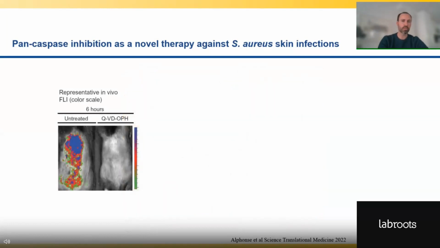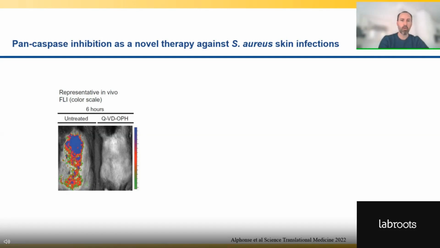To understand this, we used an ASC citrine reporter mouse. ASC is an important adapter molecule for formation of the inflammasome. And as you can see here, 6 hours after infection, we see a significant increase in the expression of ASC, which is indicative of inflammasome formation in the skin. However, when we used a pan-caspase inhibitor called QVD-OPH, we see a significant reduction in the inflammasome formation in the skin.